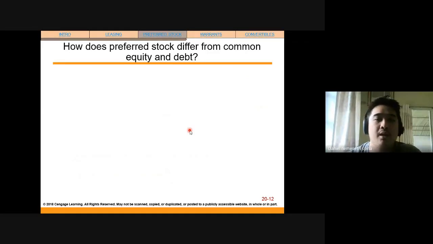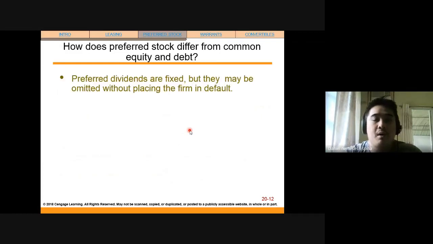Okay, so we're done with leasing. Now let's move to preferred stock. How does preferred stock differ from common equity and debt? Preferred dividends are fixed. However, they may be omitted without placing the firm in default.